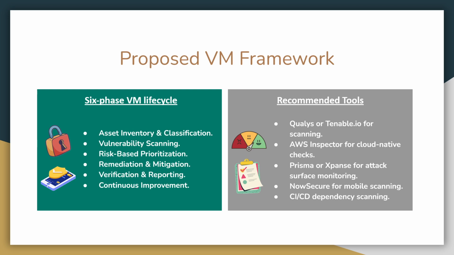Now, to support the program, I recommend implementing the following tools. Qualys or Tenable.io for network, host, and cloud vulnerability scanning. AWS Inspector for cloud-native vulnerability detection. Prisma Access or Cortex Xpanse to support external attack surface monitoring. Mobile application scanning tools such as NowSecure for third-party applications like Campus Hire. And dependency and code scanning integrated into CI/CD to ensure Spectra's deliverables meet our security baseline.